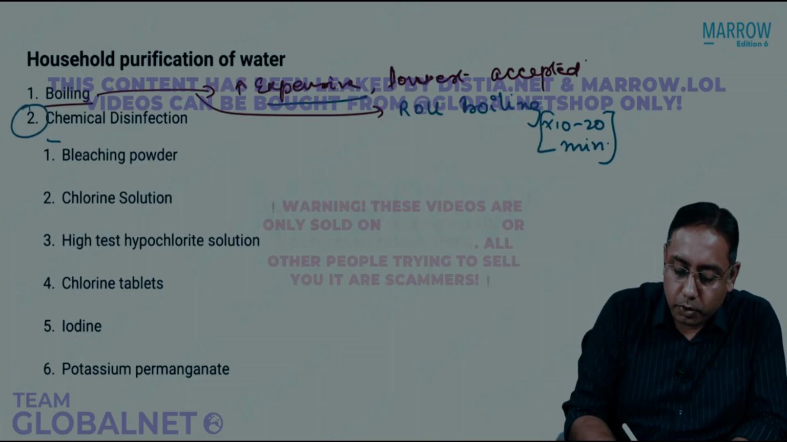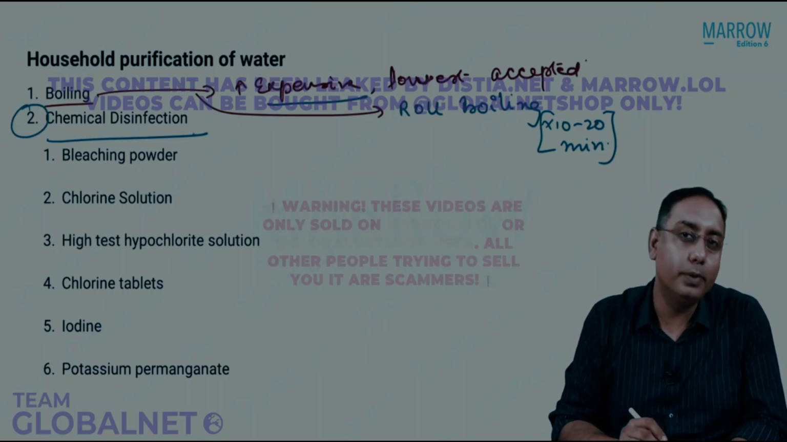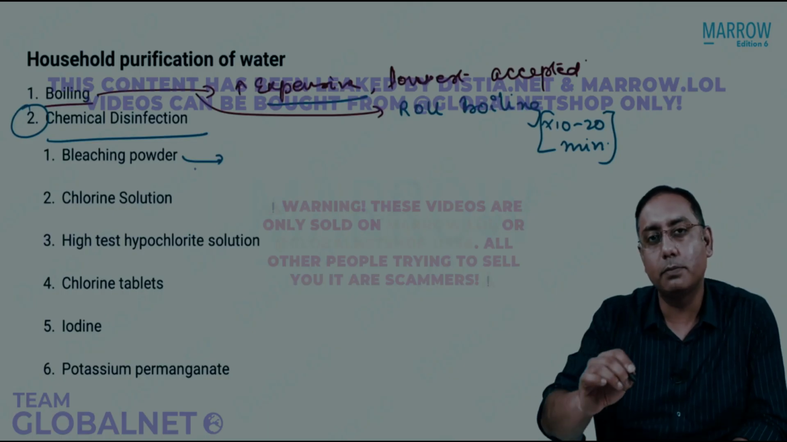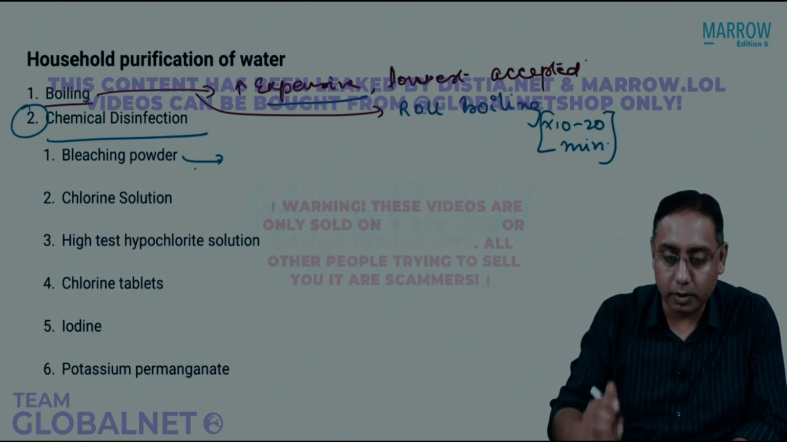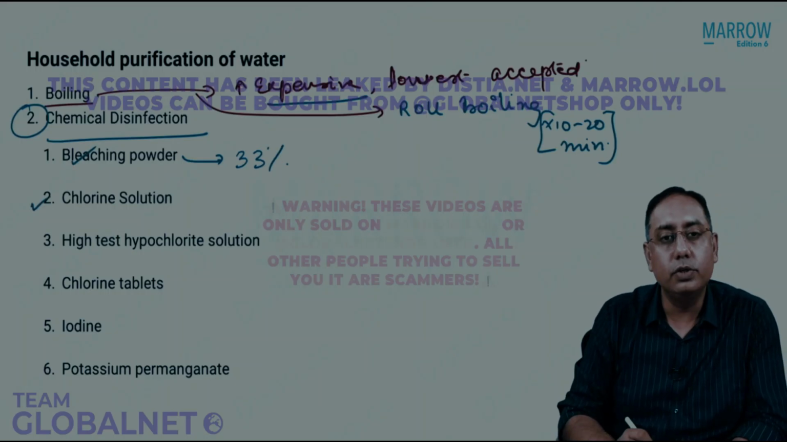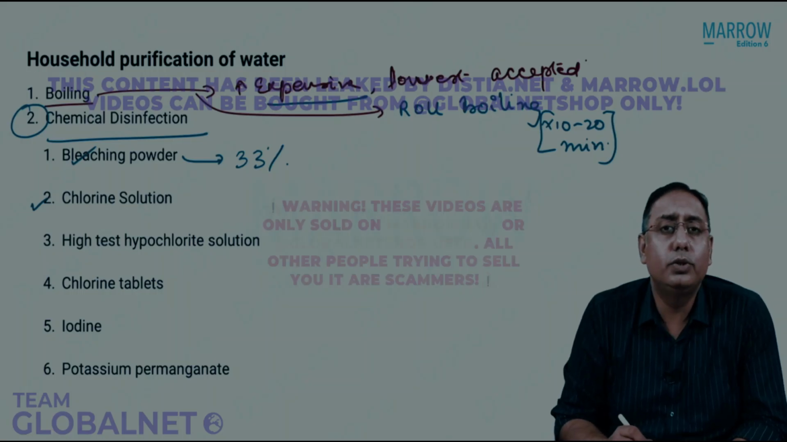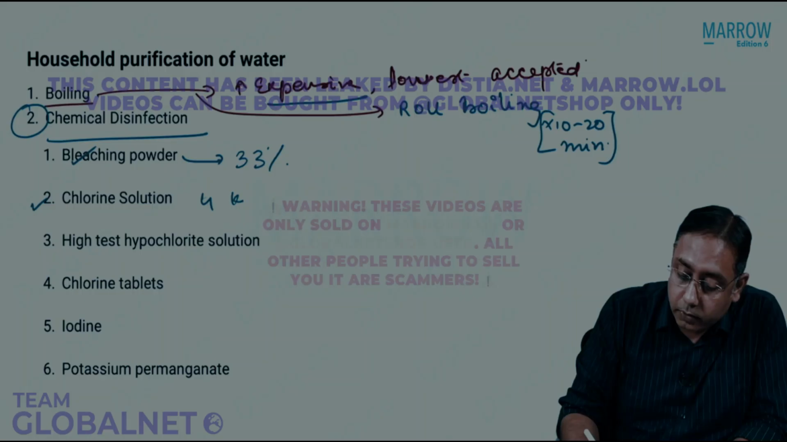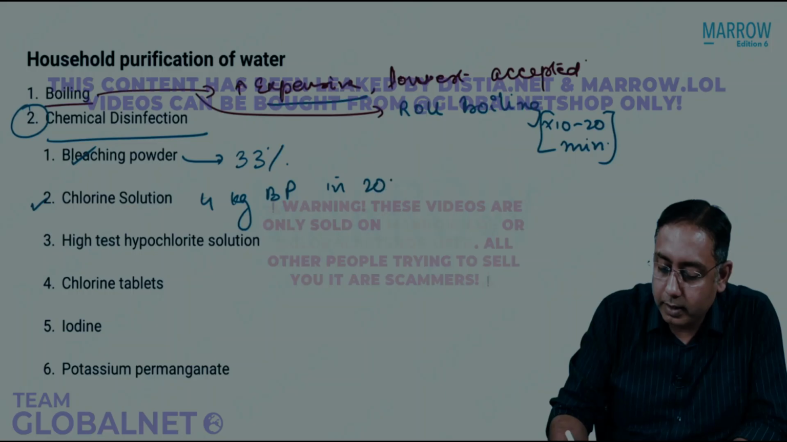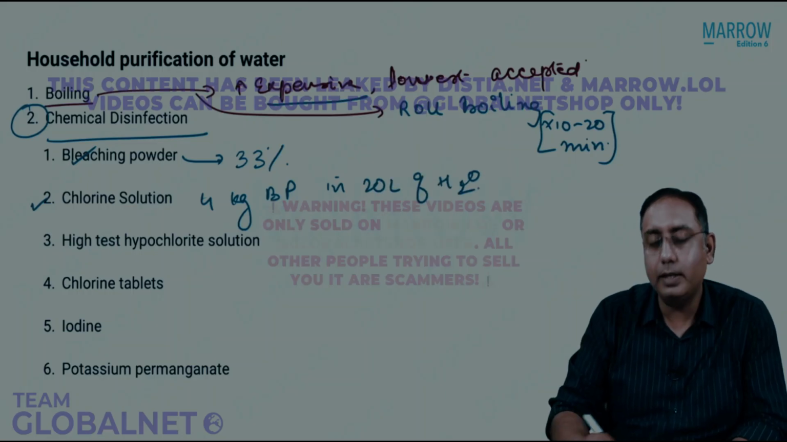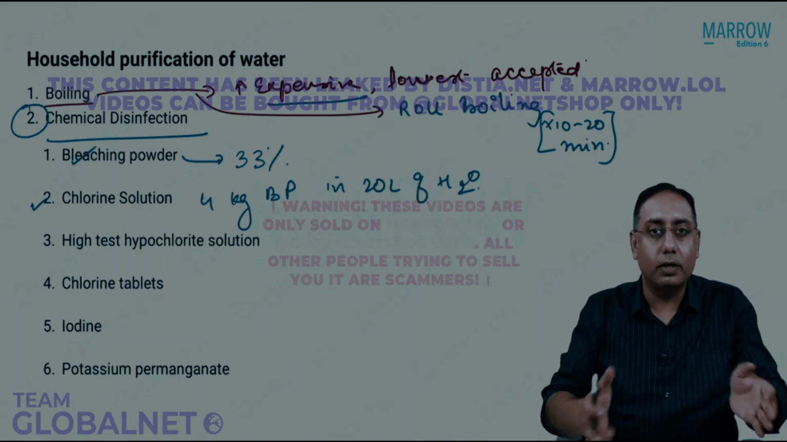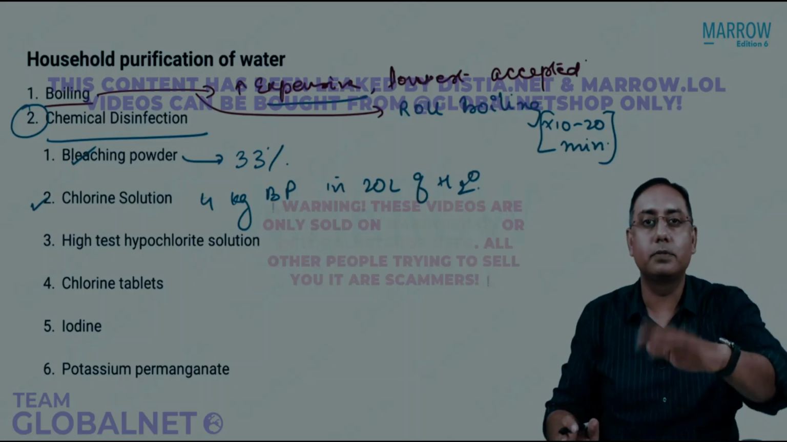So what we can do is more cost-effective methods. The cost-effective methods could be chemical disinfection. Either you use bleaching powder. I told you 2.5 grams of bleaching powder for 1000 liters of water. Bleaching powder will give you 33% of free chlorine, as we have already discussed. You can also use a chlorine solution. How will you make a chlorine solution at home? You add 4 kilograms of bleaching powder in 20 liters of water. How much is 20 liters? One bucket, the one we use for bathing, right? So in one 20-liter bucket of water, you add 4 kilograms of bleaching powder.